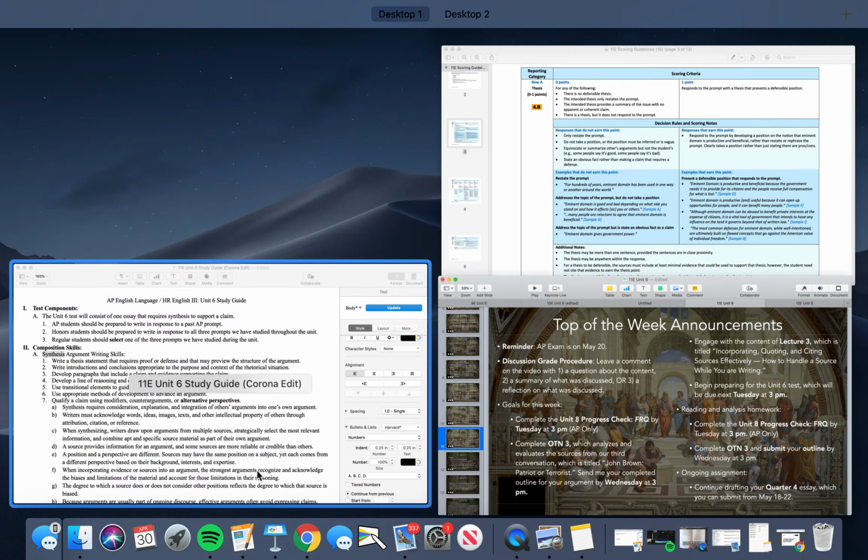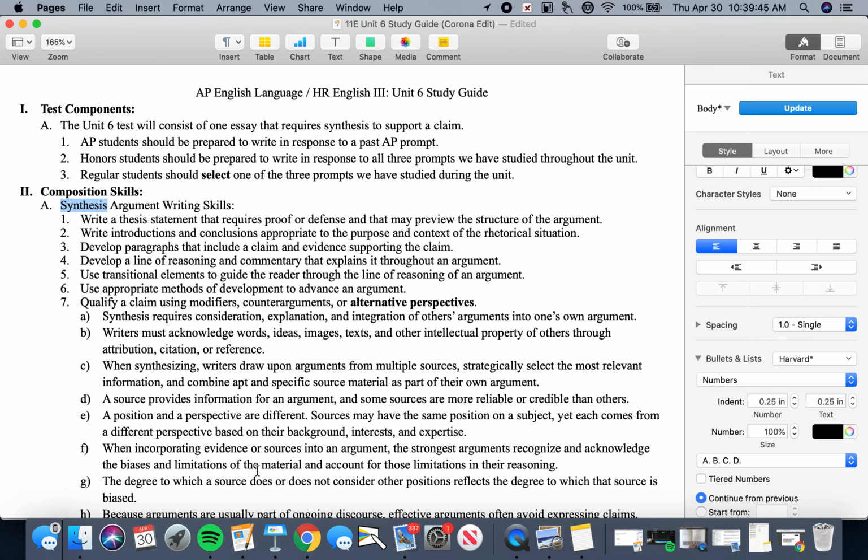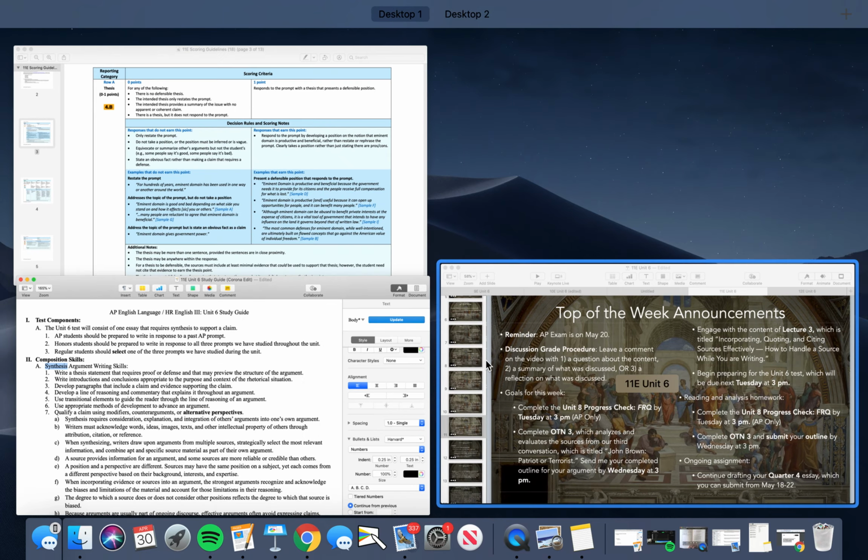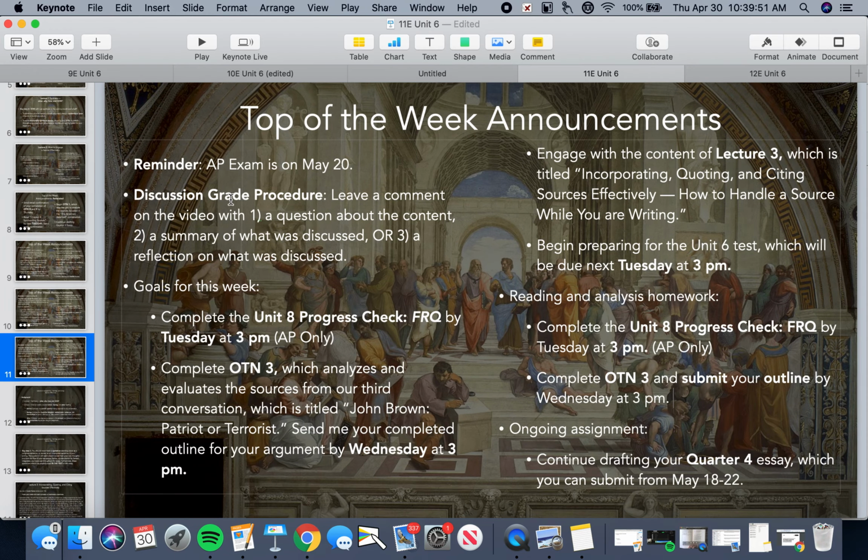Today we're going to be working through the study guide for your Unit 6 test, which is the final content unit of the year. Before we do that, however, we want to spend some time reminding ourselves of the top of the week announcements here at the end of the week so that we can have a clear understanding of where we've come from and where we're going.